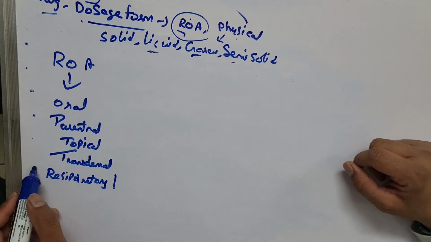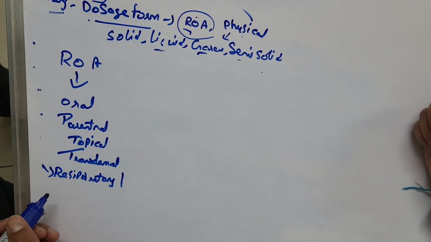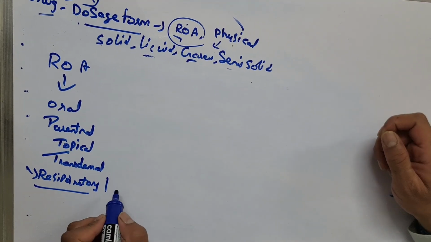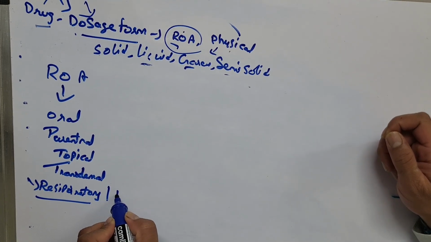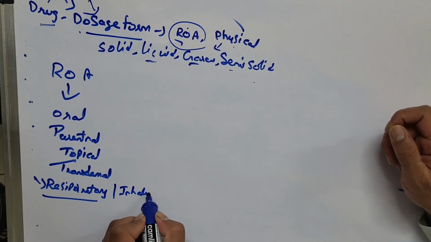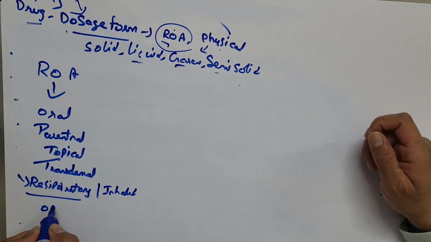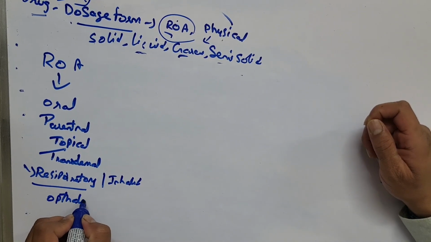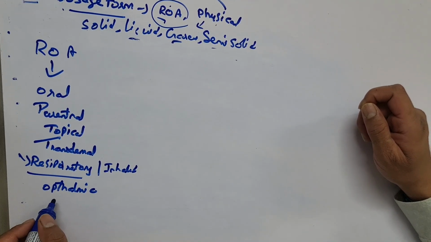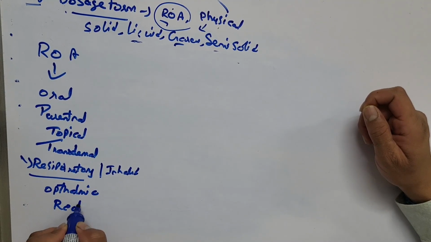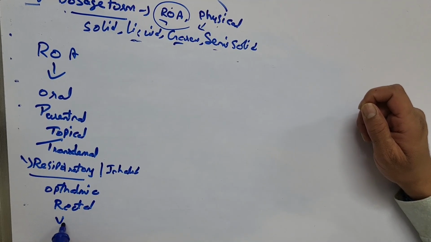COVID is done by what? COVID, coronavirus. What we got? That is by the respiratory infections, so inhaled or respiratory. Next, which route of administration can we go? We can go for ophthalmic, meaning giving a drug to the eye, and rectal, vaginal.